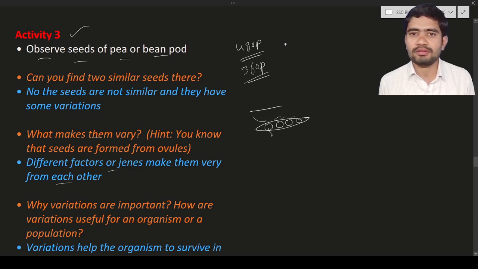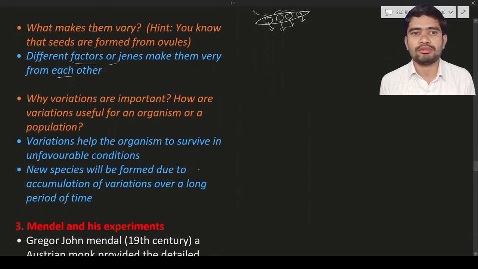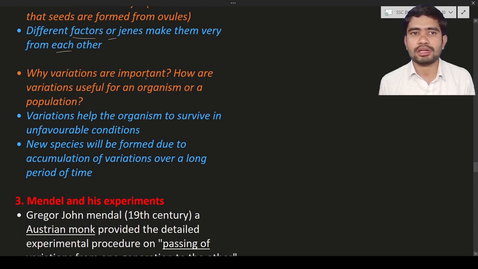So this seed may be different, and this seed may be different, this is different, and this is different, based upon the genes or factors which they obtain. They are different from each other. Okay, so the next question is, why are variations important, how are variations useful for an organism or population?